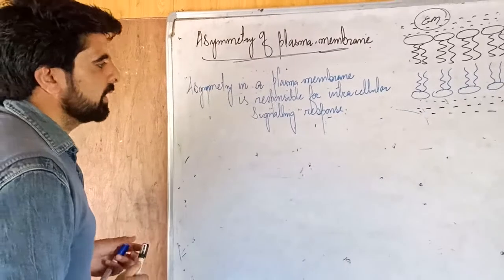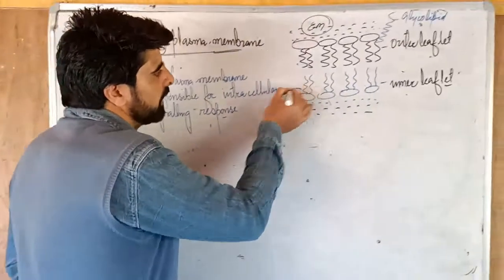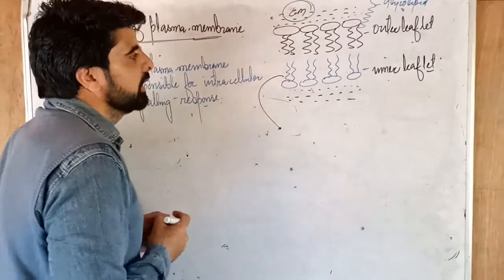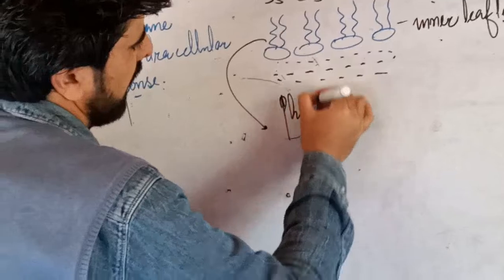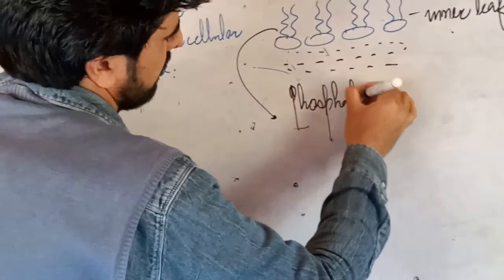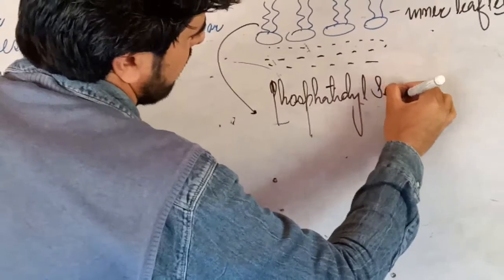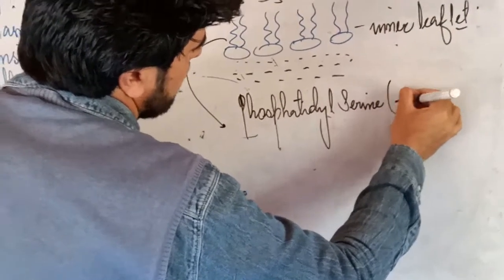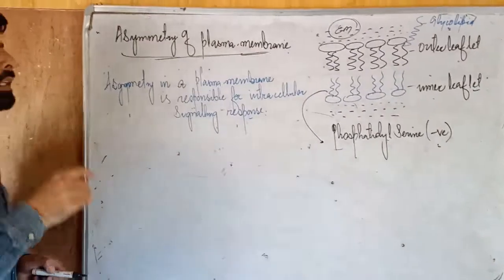intracellular signaling response. Actually, in the inner leaflet, as I told you, we have an important phospholipid known as phosphatidylserine. This phosphatidylserine is a negatively charged phospholipid which is present only in the inner leaflet.